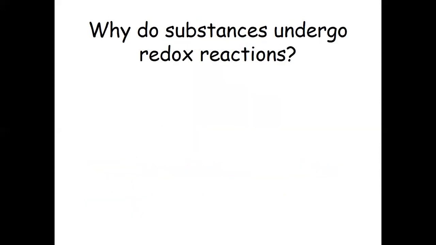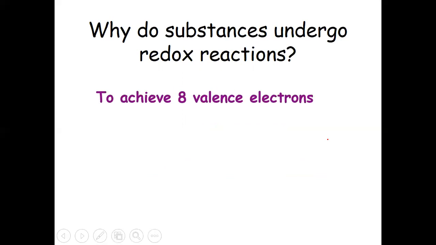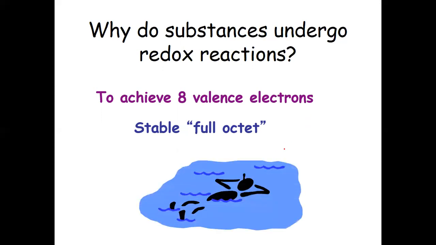So why do substances undergo these redox, oxidation, reduction reactions? To achieve 8 valence electrons, remember that is called a stable or full octet, like a noble gas, group 18 on our periodic table.